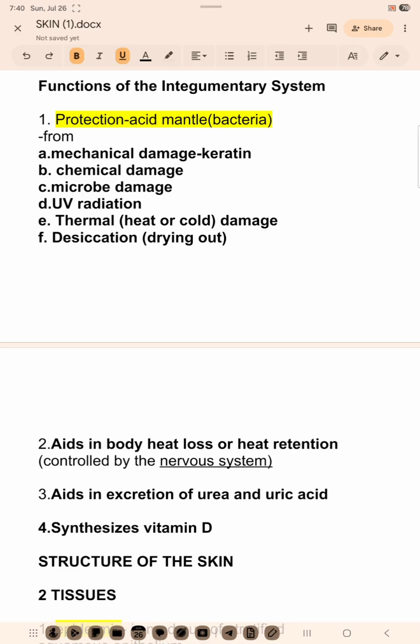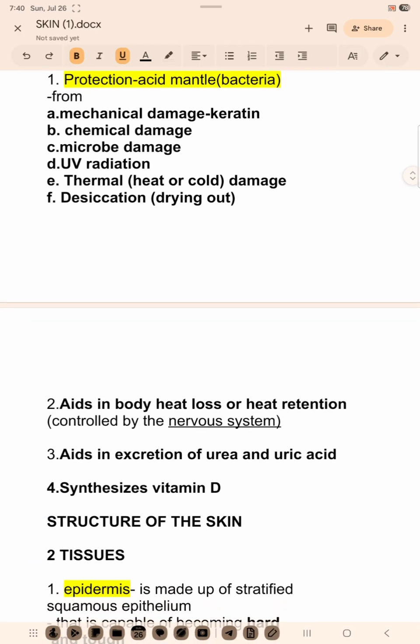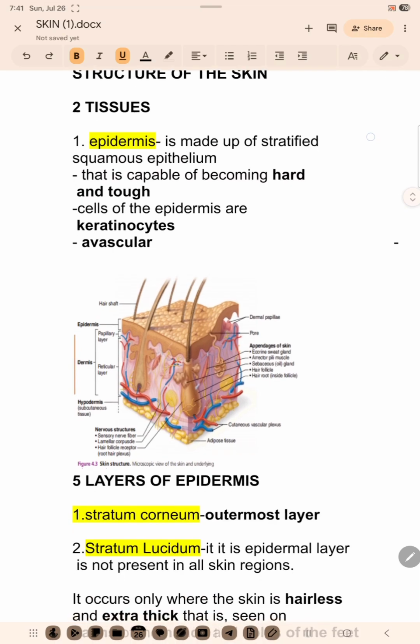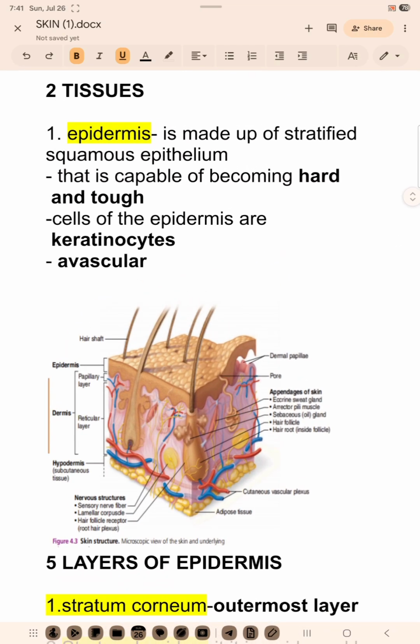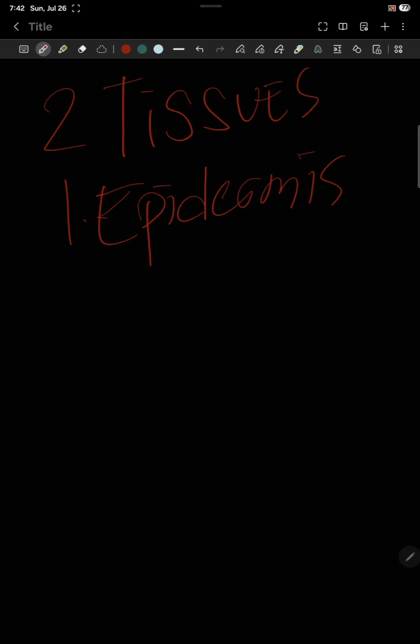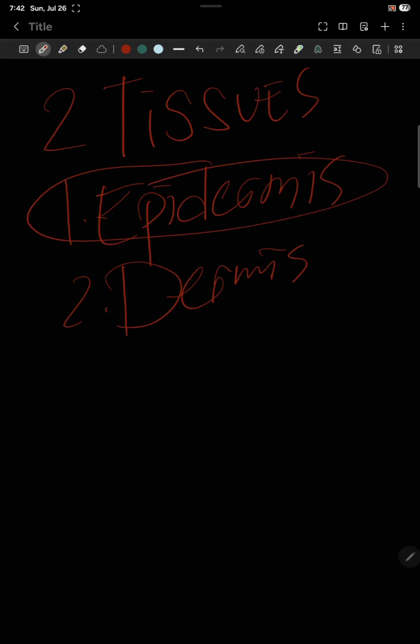It also synthesizes vitamin D. When we go outside in the morning, around 6 to 7, then we will have vitamin D. So, we will now move on to the structure of the skin. The structure of the skin has two tissues, the epidermis and the dermis. I will first talk about the epidermis.